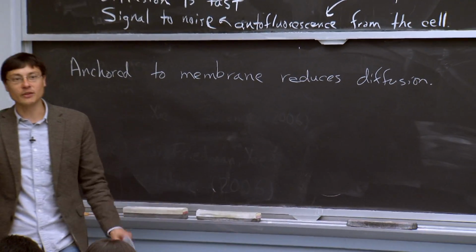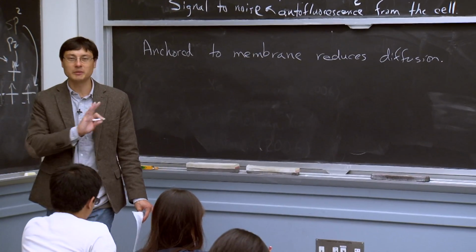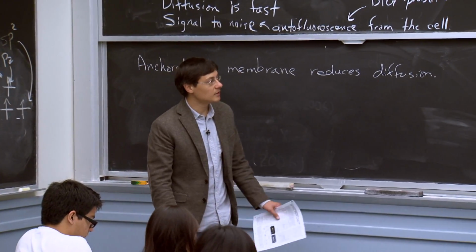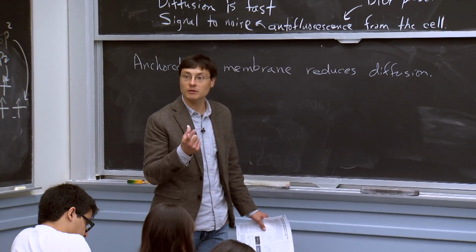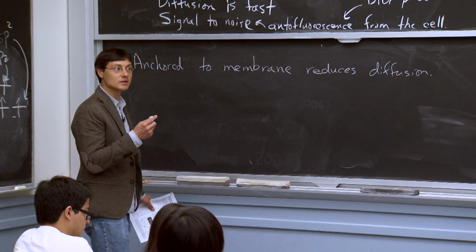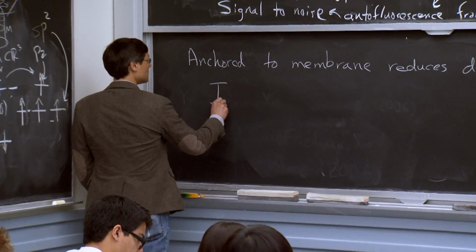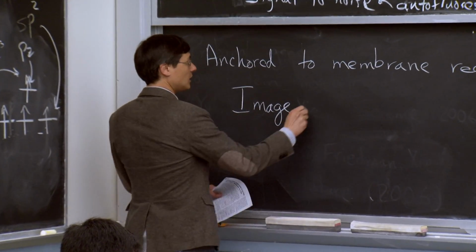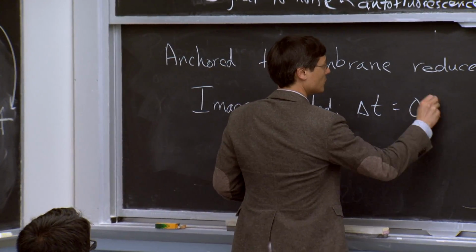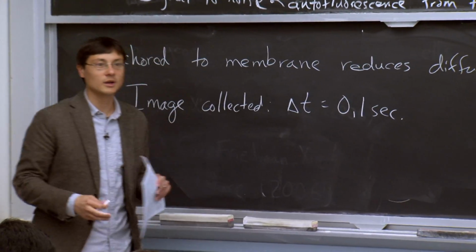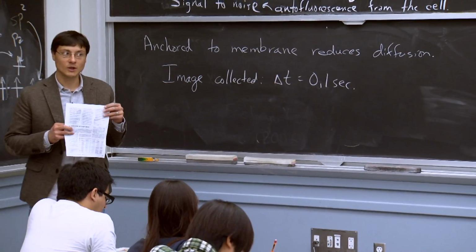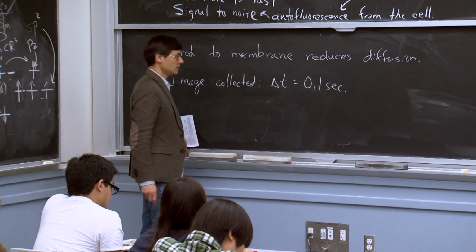And indeed, from a back of the envelope calculation, you can convince yourself that you probably need to do this. So in this paper, they imaged the fluorophore for 0.1 seconds. Does that sound right? Okay, so the image collected, delta t is equal to 0.1 seconds. The question is, how far will a protein typically diffuse in 0.1 seconds? Well, this is why we have diffusion calculations.